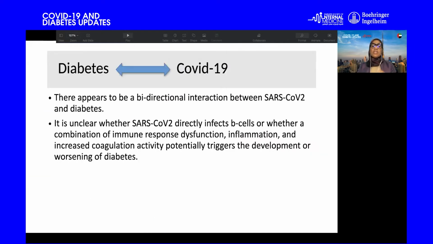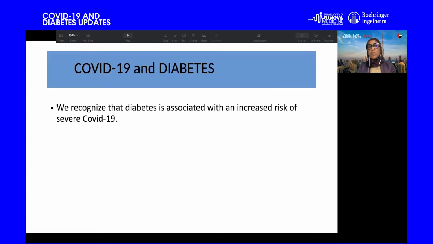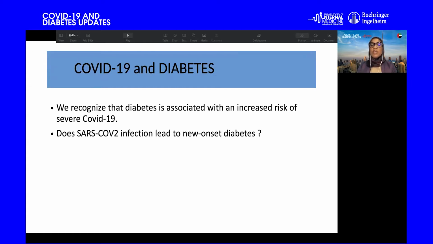So what we know so far is that there appears to be this bidirectional interaction between the virus infection and diabetes, but it's still unclear whether the virus directly infects the beta cells, or whether it is just a combination of this immune response dysfunction, inflammation, and increased coagulation that potentially triggers the development or worsening of diabetes. So we recognize that diabetes is associated with an increased risk for severe COVID, but does COVID infection lead to new onset diabetes?